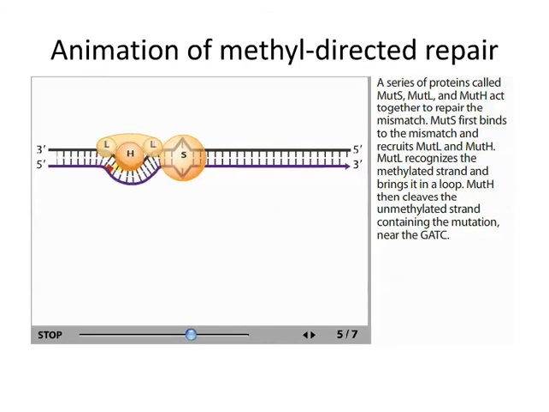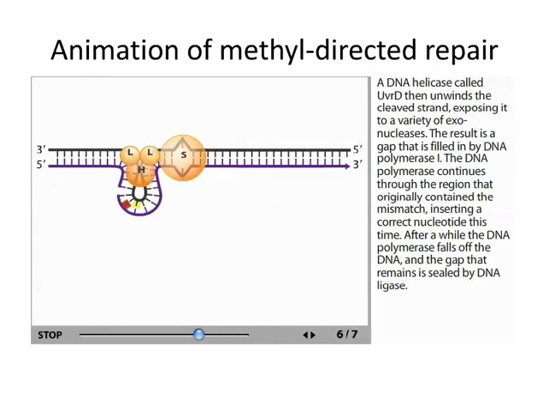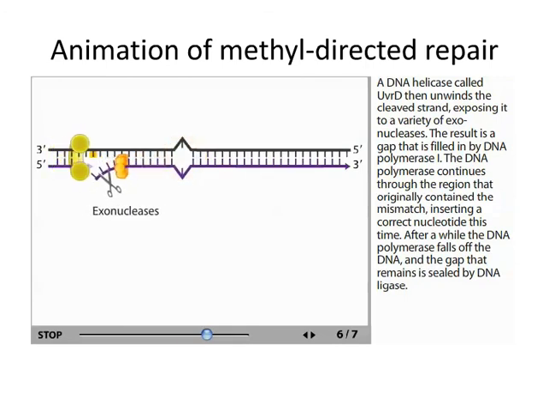Mut-L recognizes the methylated strand and brings it in a loop. Mut-H then cleaves the unmethylated strand containing the mutation near the GATC. A DNA helicase called UVRD then unwinds the cleaved strand, exposing it to a variety of exonucleases. The result is a gap that is filled in by DNA polymerase I.